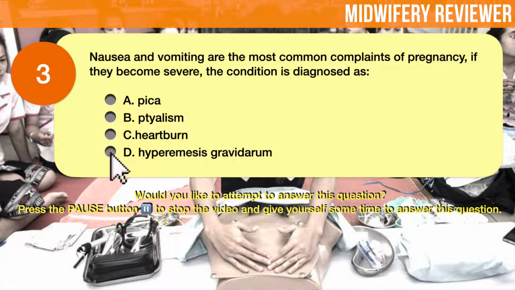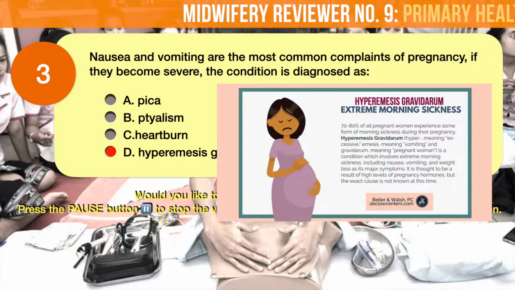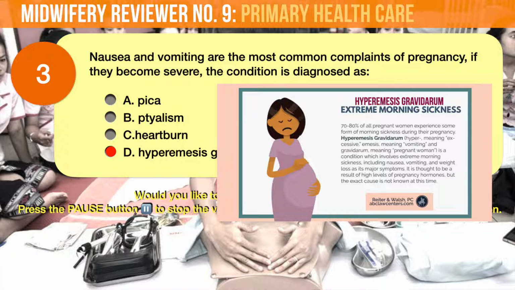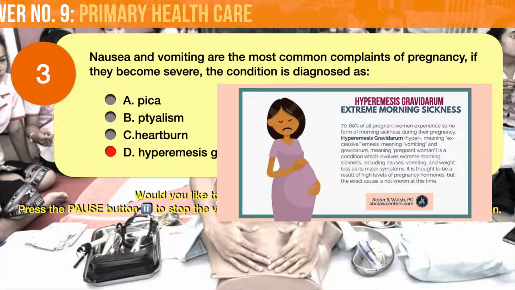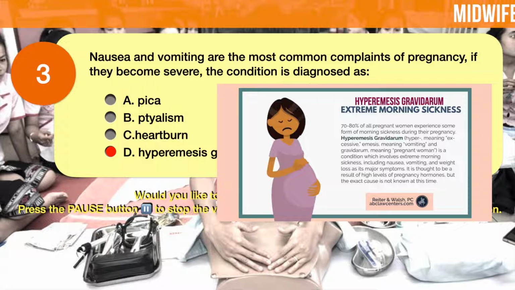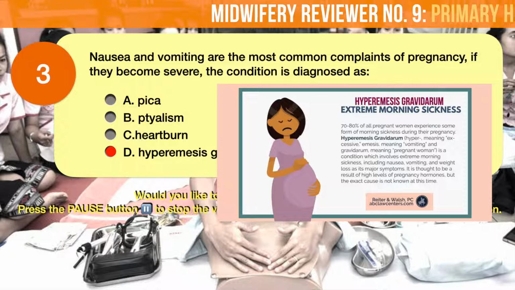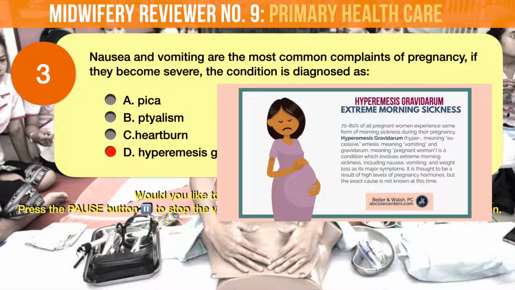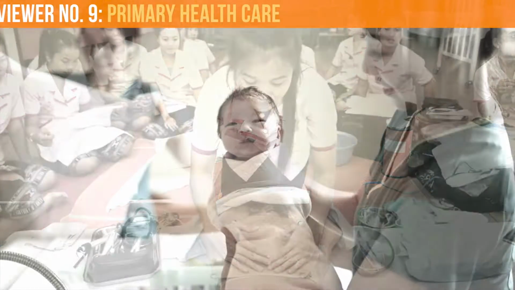The correct answer is D. Hyperemesis gravidarum. 70 to 80% of all pregnant women experience some form of morning sickness during their pregnancy. Hyperemesis gravidarum, hyper, meaning excessive, emesis, meaning vomiting, and gravidarum, meaning pregnant woman, is a condition which involves extreme morning sickness, including nausea, vomiting, and weight loss as its major symptoms. It is thought to be a result of high levels of pregnancy hormones, but the exact cause is not known at this time.